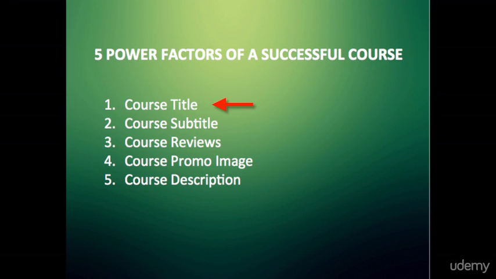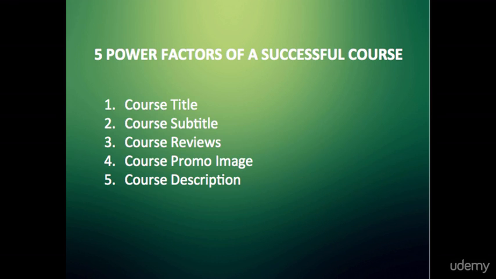So factor number 1 is your course title. Number 2 is your course subtitle. Factor number 3 is your course reviews. That's your star rating reviews this time. Factor number 4 is your course promo image, which is the image of your course. And factor number 5 is your course description.